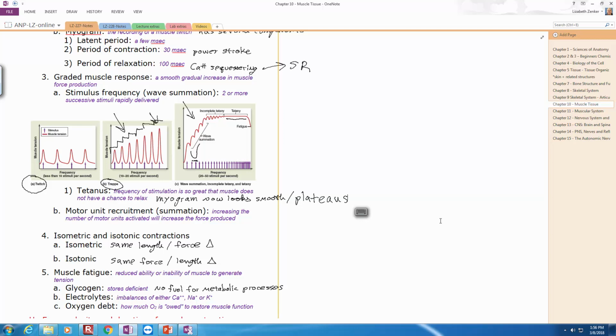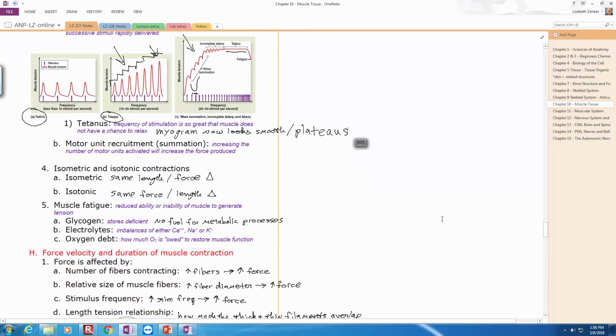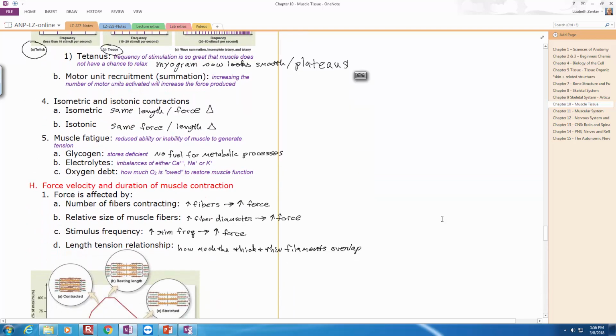So muscle fatigue, if we look at it, is the reduced ability or inability of the muscle to generate tension, okay? This means even though you're trying to stimulate it and make it do it anyway, right? You're fatigued and tired, but it doesn't want to listen to you anymore. It says, screw you.